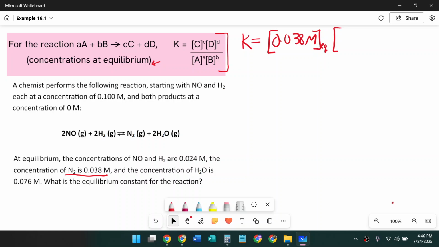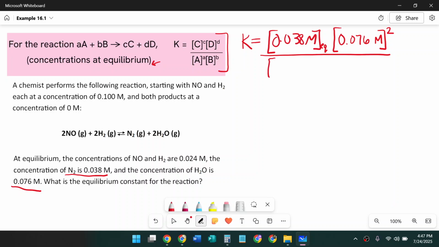The next one is H2O, and again we care about the thing at equilibrium, so we're going to use that number, 0.076 M. This one does need an exponent because it has a 2 here at the beginning of the equation. I mean at the beginning of that particular molecule.